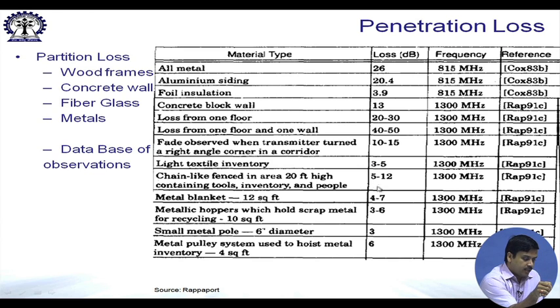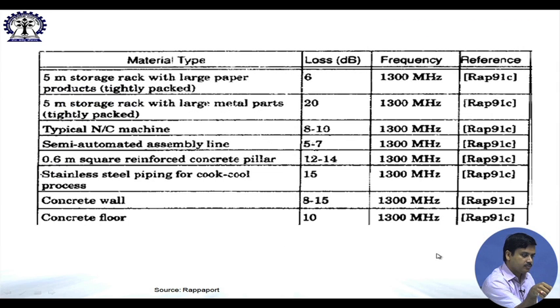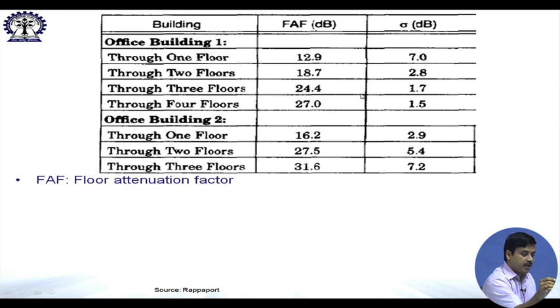And if you look at some other situations, there would be loss of around 10 to 15 dB, loss from one floor and one wall is around 30 to 40 dB. So, what you see is that when there are obstructions between the transmitter and receiver, there is attenuation which varies depending upon the type of obstruction and the frequency of operation. If we move beyond to certain other references, again from the Rappaport book, what we find is if there is a 5-meter storage rack with large paper products, there is loss of around 6 dB, whereas with metal parts loss is around 20 dB, and so on and so forth.